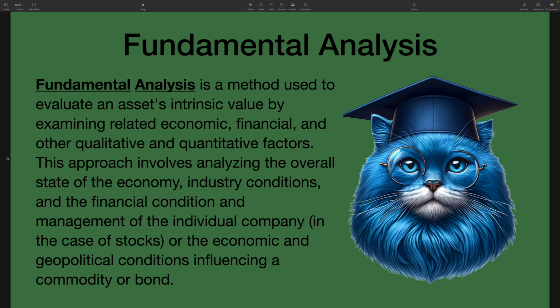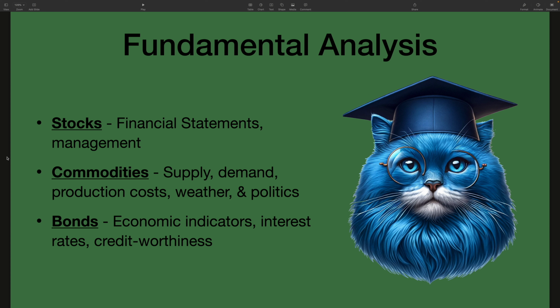If you're looking at the financial statements of a stock, you'd look at the revenue, the earnings, the future growth, return on equity, profit margins, any kind of data that would throw up a red flag or a green flag. For commodities, it may involve looking at supply and demand factors, production costs, weather patterns, and political situations in a specific country. In a bond market, fundamental analysis would typically include examining economic indicators like interest rate trends and creditworthiness of a bond issuer and things of that nature.